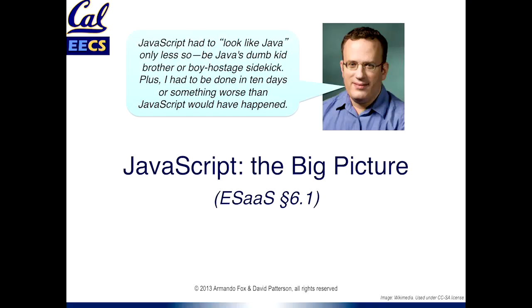And for those of you who don't recognize him, the person in the photo here is, of course, Brendan Eich. He was the engineer at Netscape who is credited basically as the creator of JavaScript. And he's remarking here on the process that led to JavaScript's turbulent birth. And he says, JavaScript had to, quote, look like Java, only less so, or be Java's dumb kid brother or boy hostage sidekick. Plus, I had to be done with it in 10 days, or something worse than JavaScript would have happened. So that's the perspective from the person who created the language.